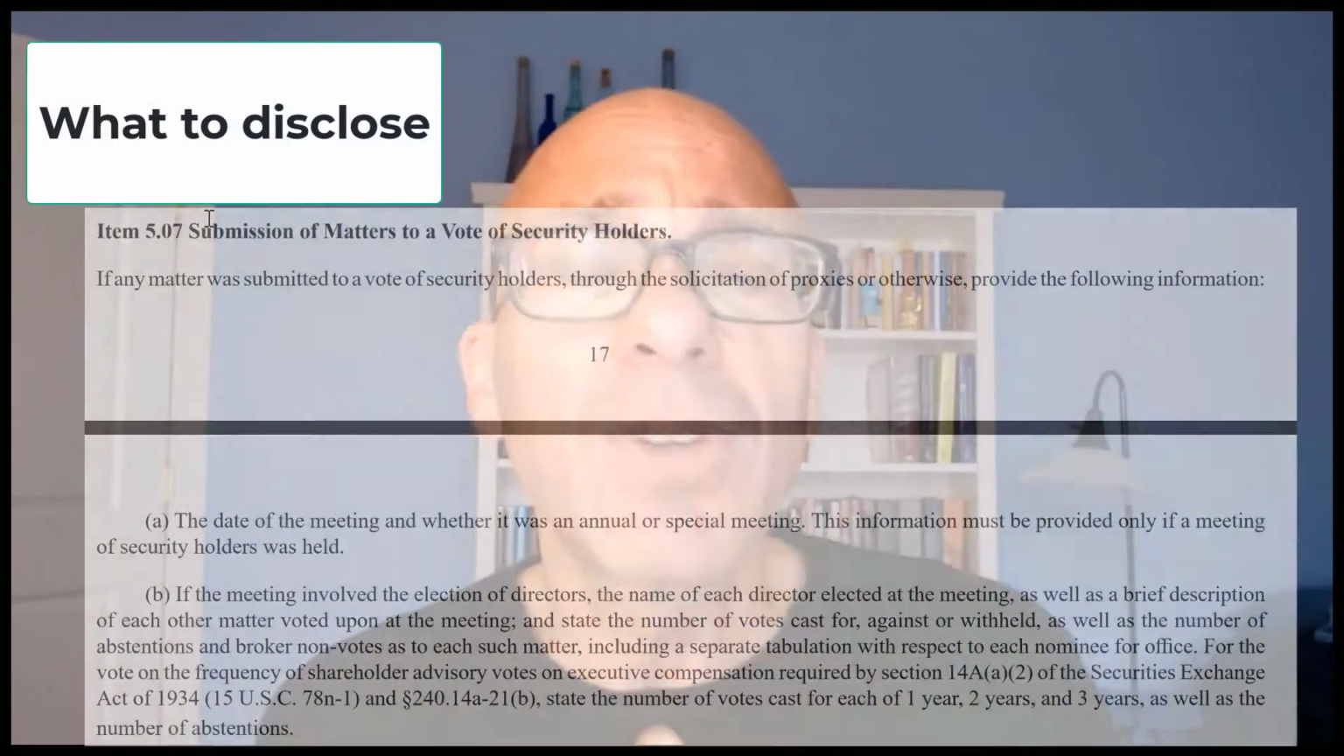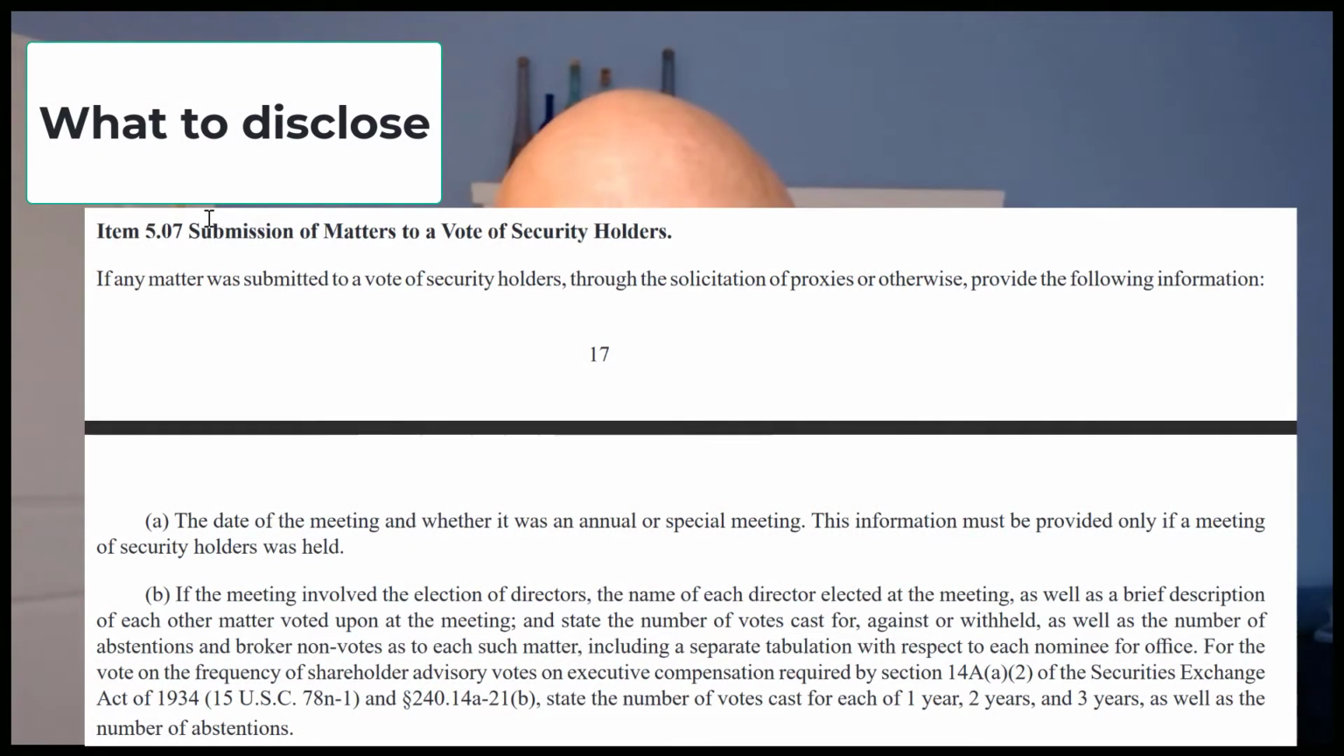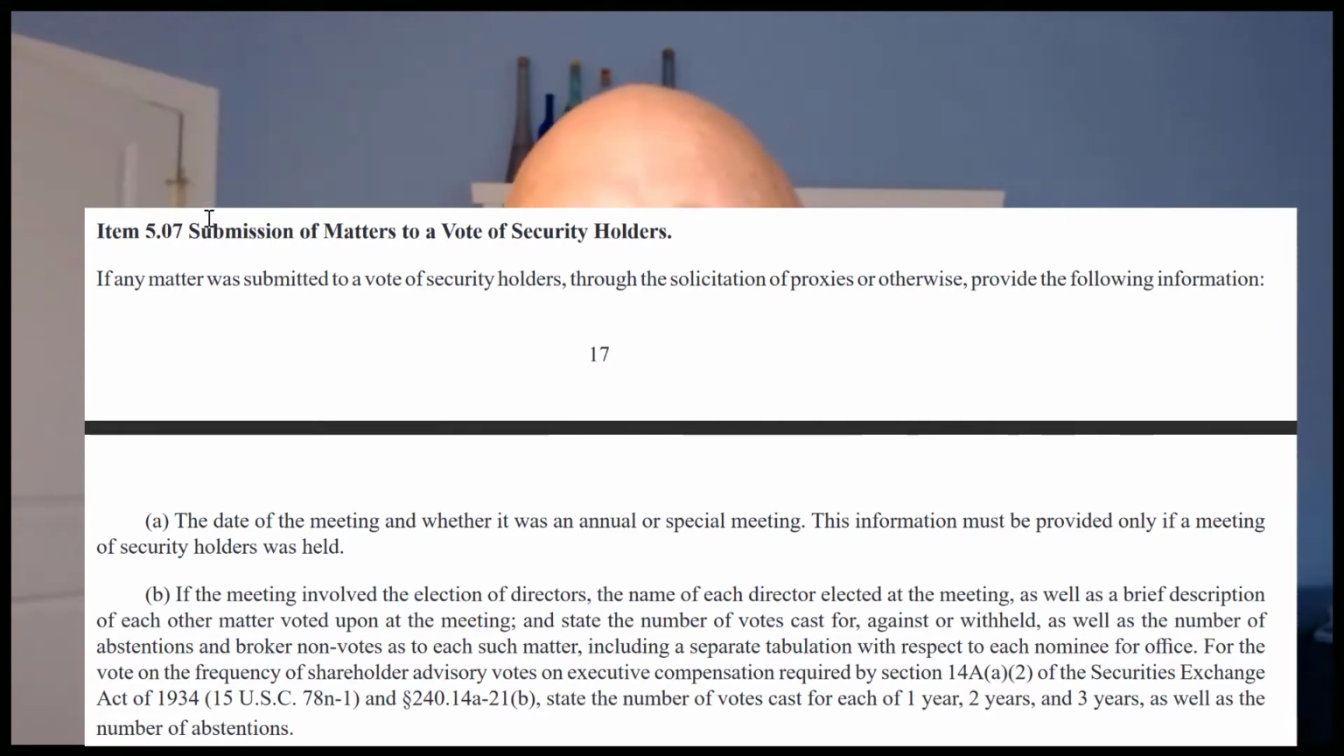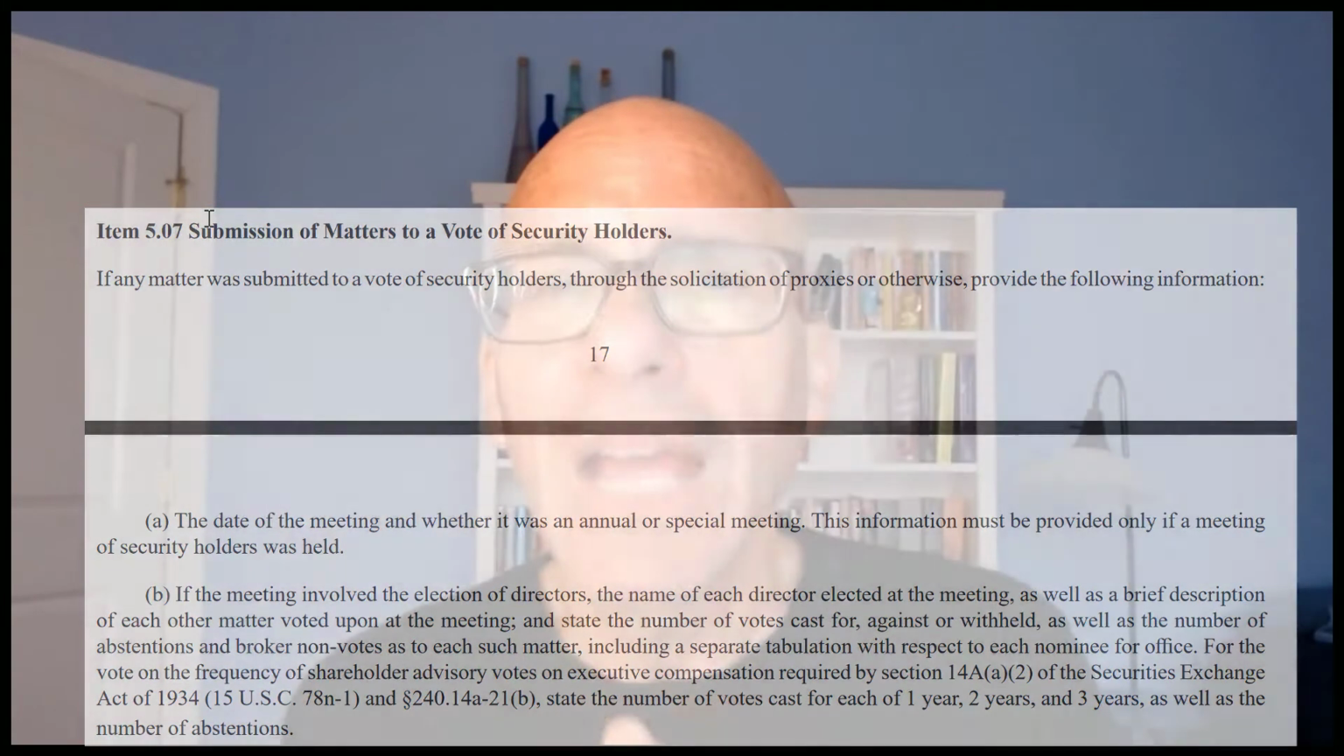What to disclose. So A and B under Item 5.07 cover the normal circumstances: the date of the meeting, whether it was an annual or a special shareholders meeting, the number of votes cast for and against or withheld if there's a plurality voting standard, as well as the number of abstentions and broker non-votes for matters voted upon at the meeting.